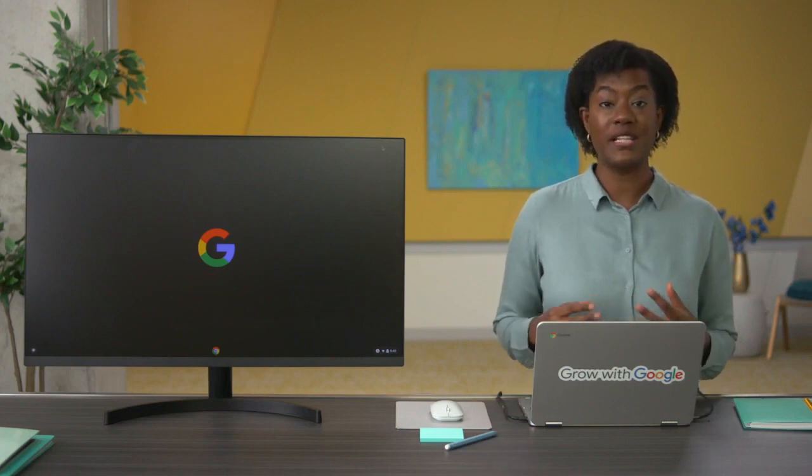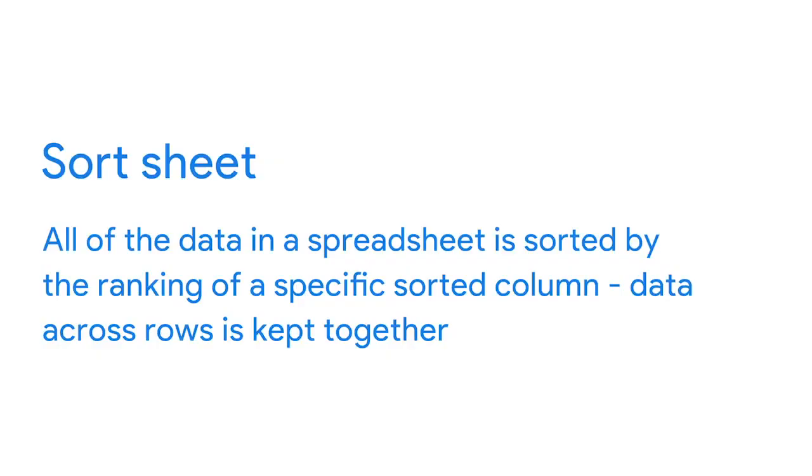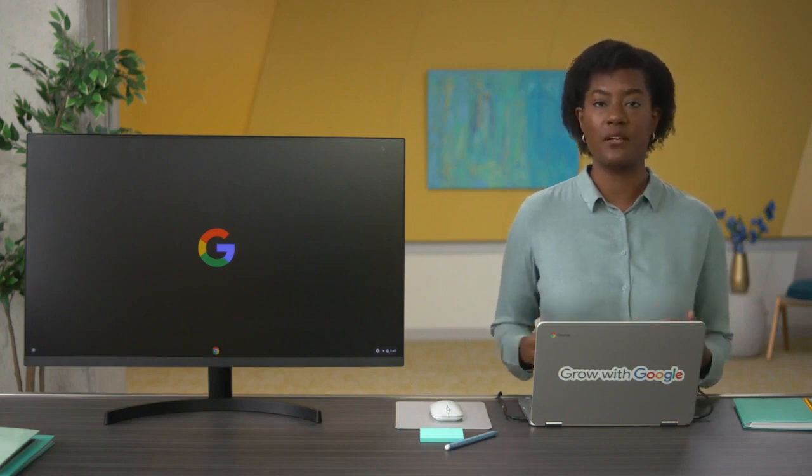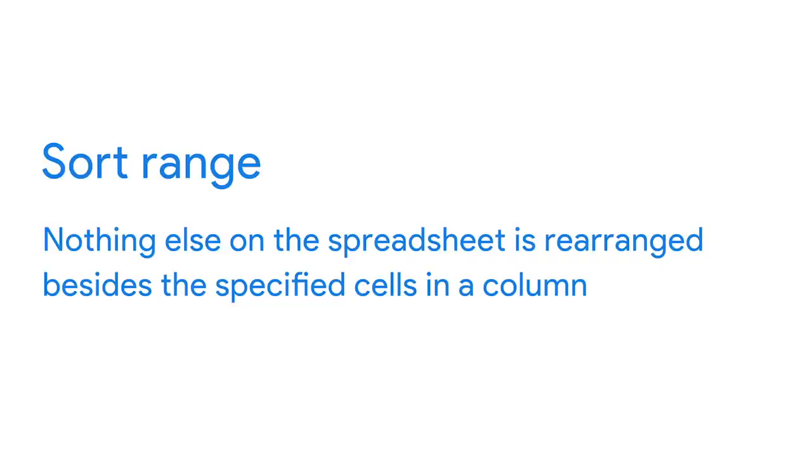In spreadsheets, you can sort data in ascending or descending order using numbers or letters. If cells are labeled with color, you can sort them by color too. When sorting data in a spreadsheet, you can choose to sort sheet or sort range. If sort sheet is applied, all of the data in a spreadsheet is sorted by the conditions of a single column, but the related information across each row stays together. On the other hand, sort range doesn't keep the information across rows together. When you sort a range, you're selecting a specific collection of cells, or the range that you want the sorting limited to. Nothing else on the spreadsheet gets rearranged but the specified cells.